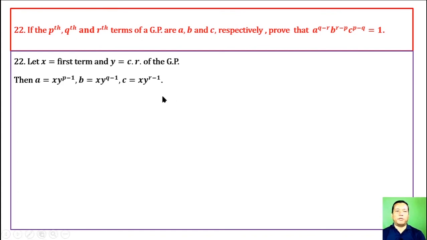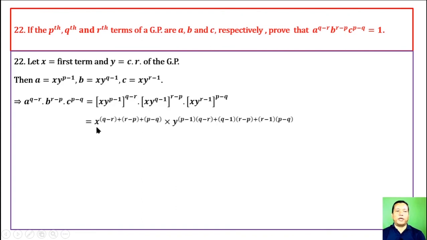the r term of the GP. Therefore, c equals x times y to the power r minus 1. Now the left hand side, giving their respective values for a, b, c, we get this, and on taking the product we get x to the power this, and y to the power this. Simplifying, we get y to the power 0, which is 1. Hence proved.